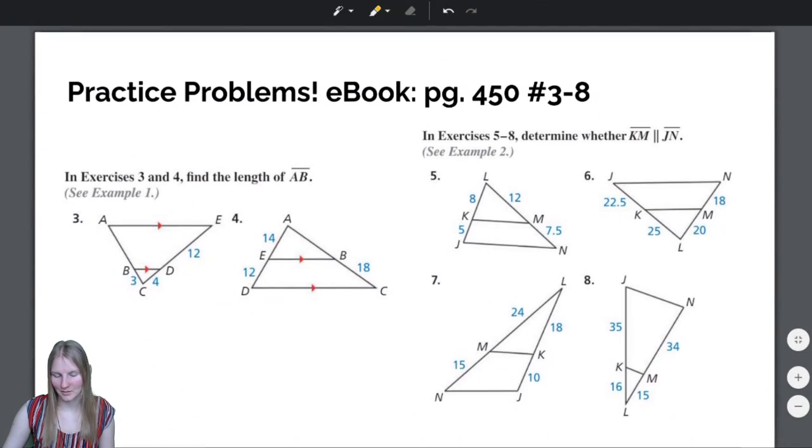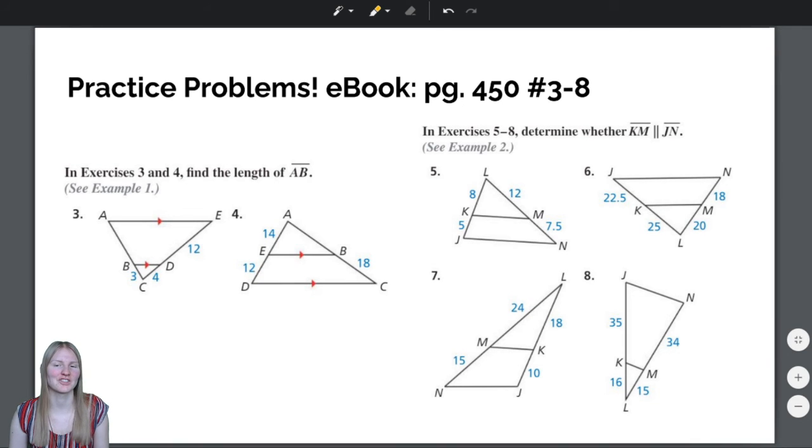Here are some practice problems that you can do to practice the skills that you have learned in this video. Some like example 1, some like example 2.